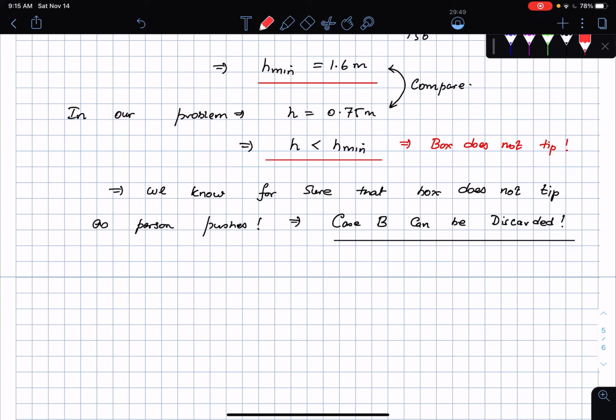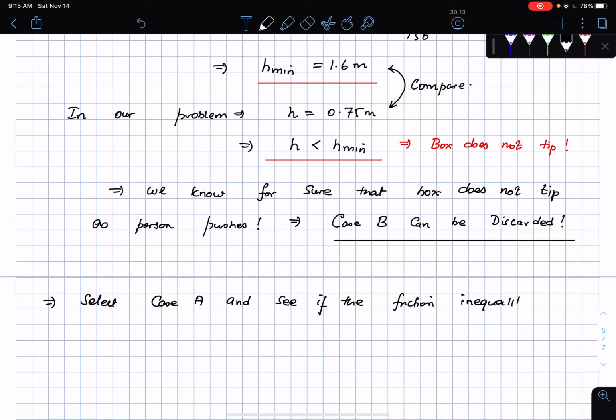The box does not tip at the height at which we are applying this force of 0.75 meters. So I'm going to go to the first case, case A of the box. Select case A and see if the friction inequality of this case is satisfied after solving.